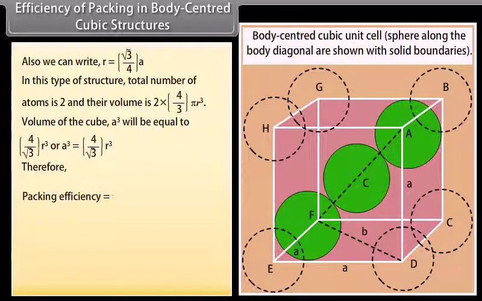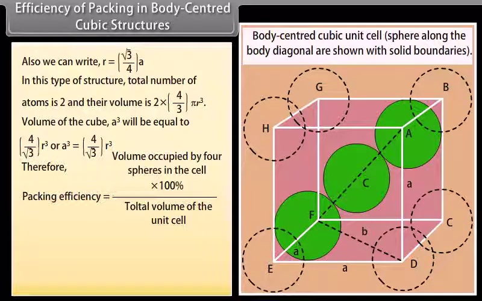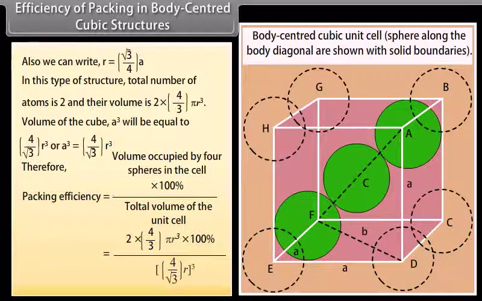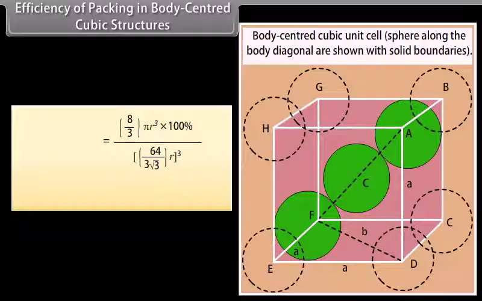Therefore, packing efficiency is equal to volume occupied by two spheres in the cell × 100 upon total volume of the unit cell, which is equal to 2 × 4/3 πr cube × 100 upon (4 upon square root 3 r) cube, which is equal to 8/3 πr cube × 100 upon 64 upon 3 square root 3 r cube, which is equal to 68%.